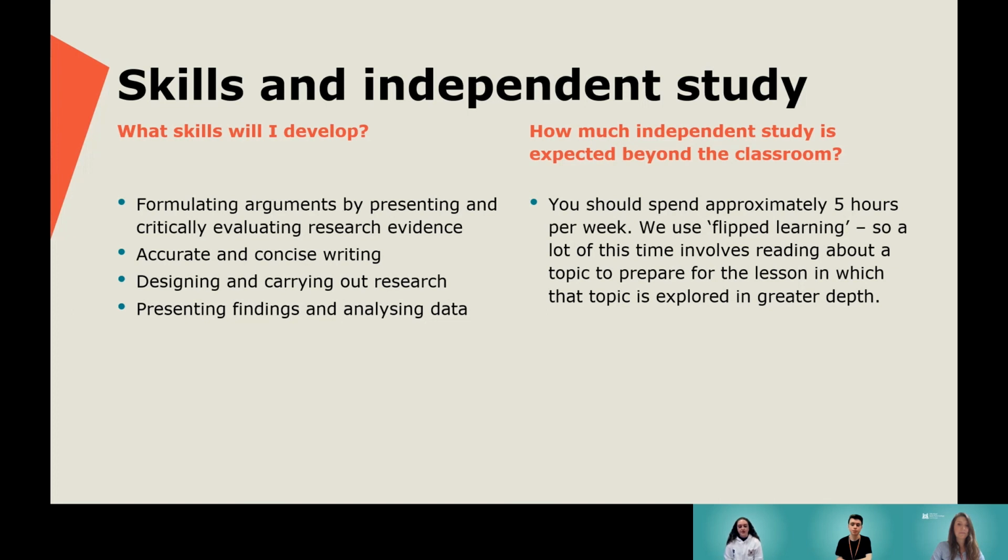So you should be spending approximately 5 hours per week looking at psychological content and completing homework or any revision. This might differ depending on if you've got exams coming up or if you've got a quieter week and you need to be focusing more on other subjects. So you'll be spending a lot of this time, as mentioned before, looking at your flipped learning, so reading lots of information about psychology to prepare for the lessons in preparation for exploring it in greater depth, which is really beneficial because it allows for extended learning.